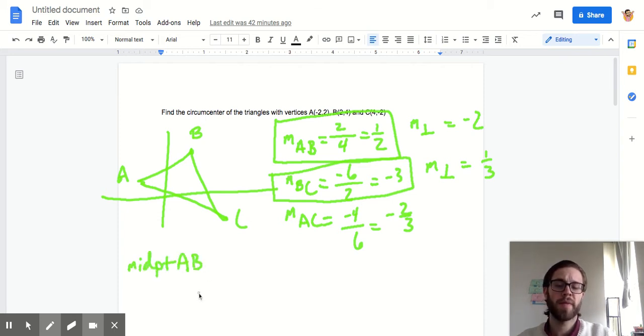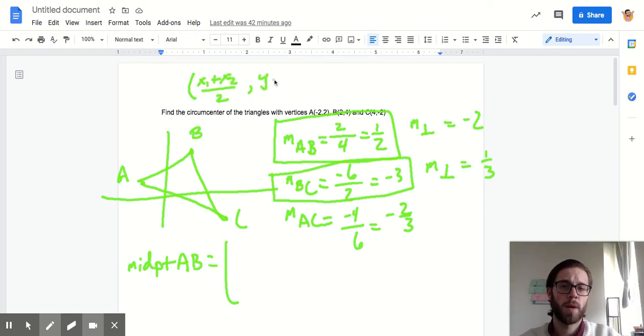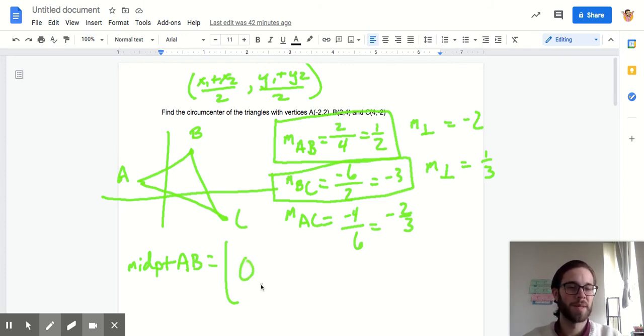Okay, so I need the midpoint of AB. And as a reminder, the midpoint is x1 plus x2 over 2, y1 plus y2 over 2. All right, so we have negative 2 plus 2 is 0. That's nice. 0 over 2 is 0. I'm sorry, that's what I meant to say, not 0 over 0.